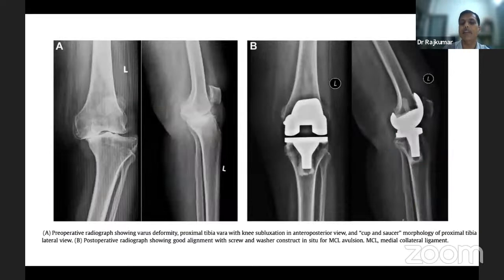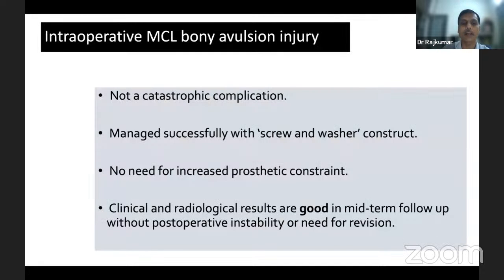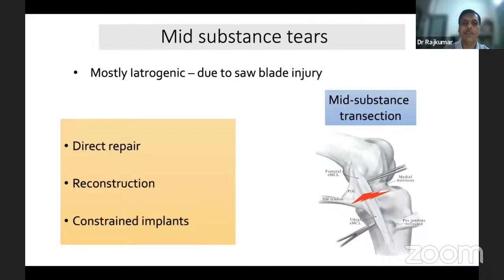In all our series, we have fixed these cases only with screws and we have achieved good results. So we have concluded that it is not a catastrophic complication. It can be managed successfully with a screw and washer. No need for increased prosthetic constraint. Then comes the avulsion, which is more common.